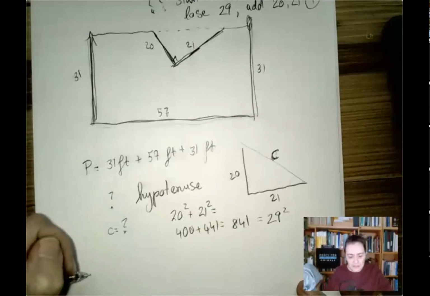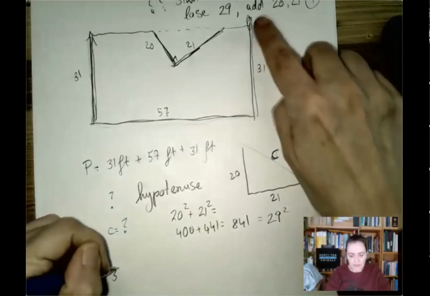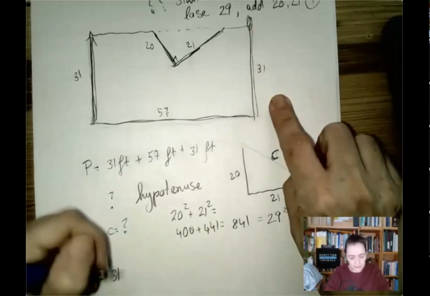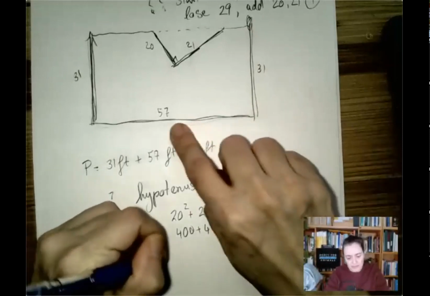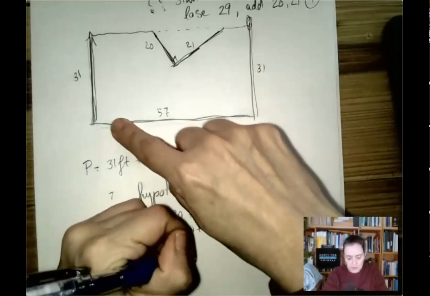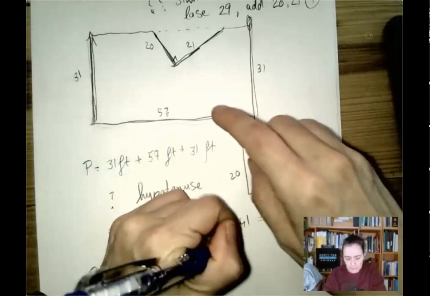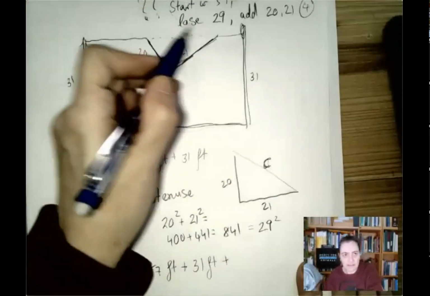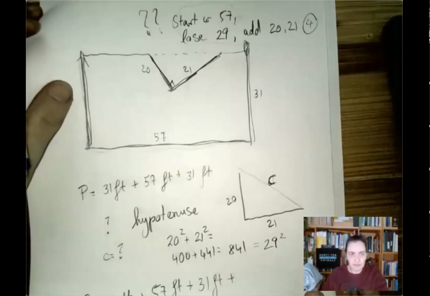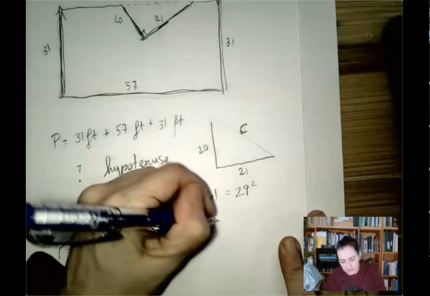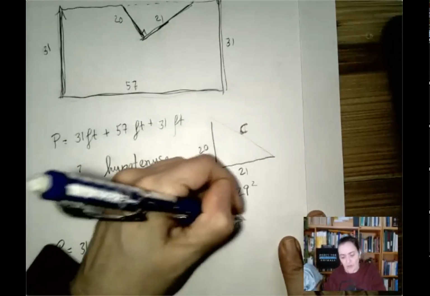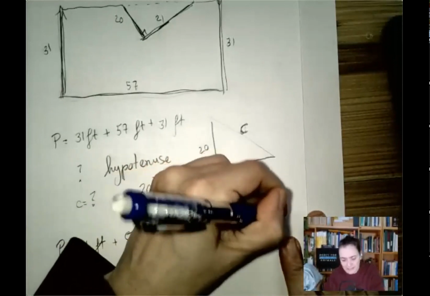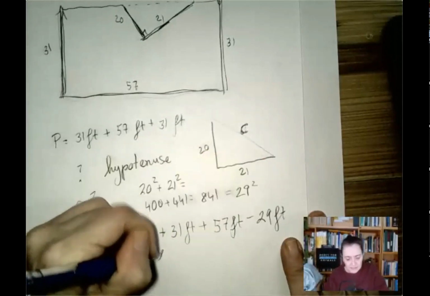So basically, the perimeter is, starting from here, 31 feet plus 57 feet plus 31 feet again, plus, and we can say, okay, we're just going to rewrite this stuff here. So start with 57, add 57, lose 29, and add 20 feet plus 21 feet.